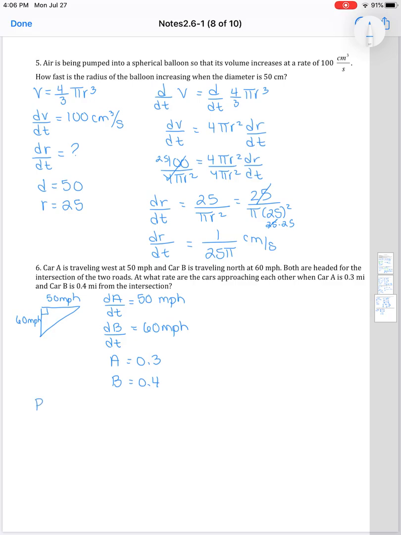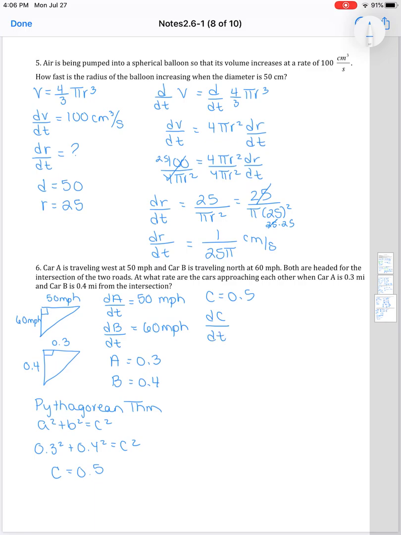So I can make a chart here. dA over dt is 50 miles per hour. dB over dt is 60 miles per hour. Car A is 0.3 and car B is 0.4. But again, that's not really going to get me anywhere. What I know is that north and west are perpendicular, so I can finish it and make a triangle out of it. Thinking back to your geometry days, we're thinking Pythagorean Theorem for our equation.